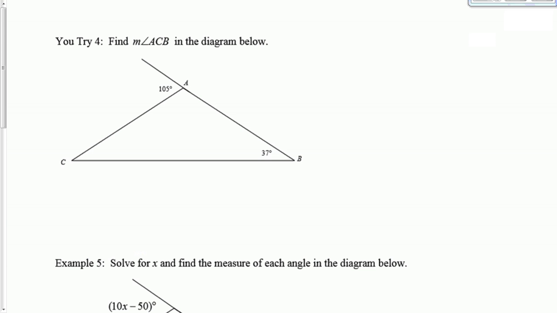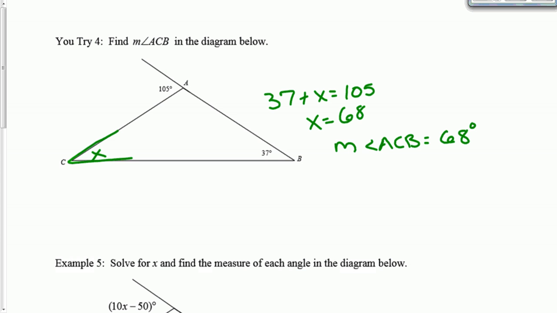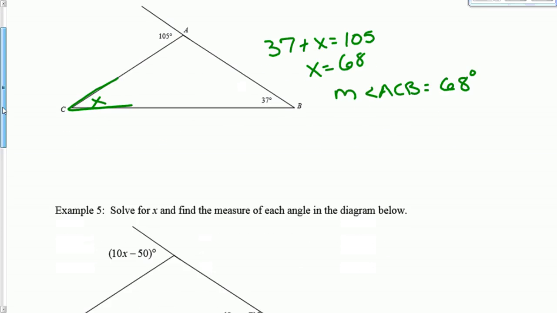All right, go ahead, pause the video, try this one on your own. You're finding ACB, this angle right here. Try using the new method, using your remote interior angles. All right, and you should have gotten 68 degrees. Okay, because 37 plus this missing guy is equal to the 105.